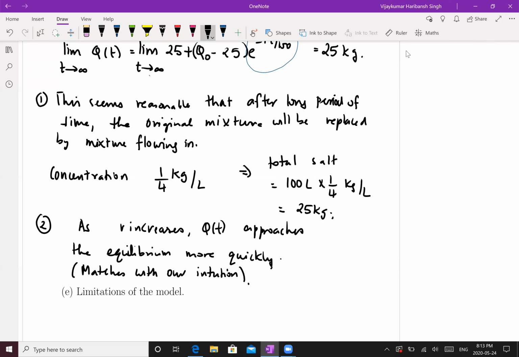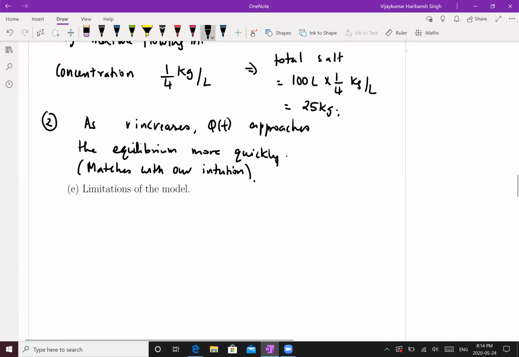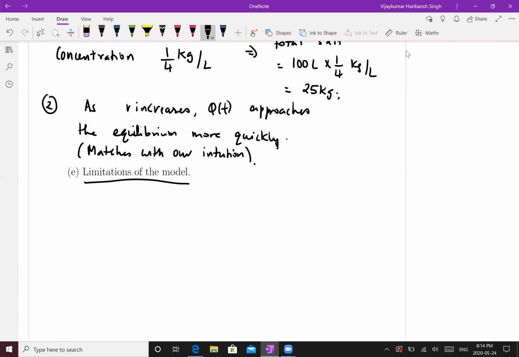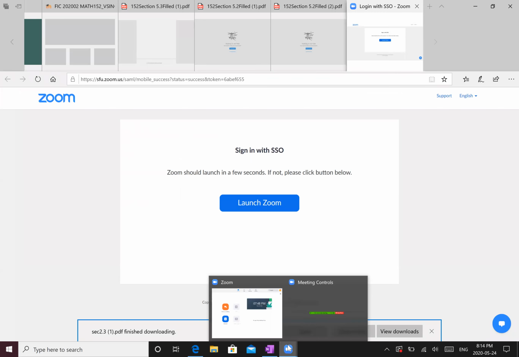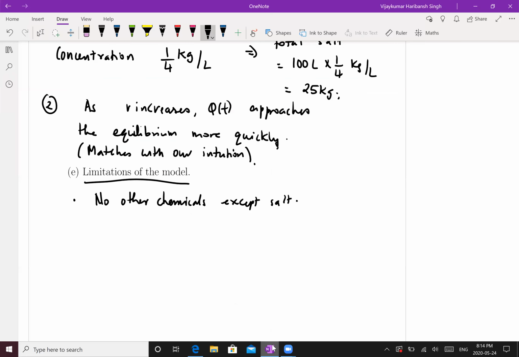All right, next let's study the limitations of this model. Are there any limitations? Well, one known limitation is that there are no other chemicals except salt, and the concentration at which the salt water is coming in is homogeneous.